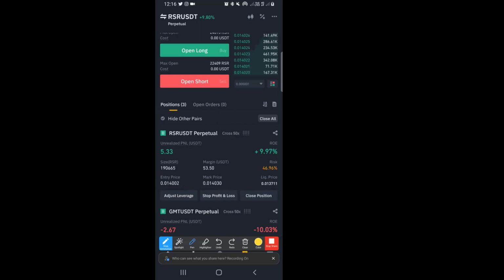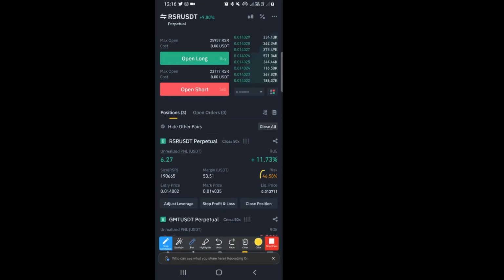So in order to reduce my risk now, you can see my risk at 46. If I'm making more profit, this risk here will be changing in number. If I'm losing, it will be decreasing. You can see it's going up $6.26 now, it's quite easy to make.